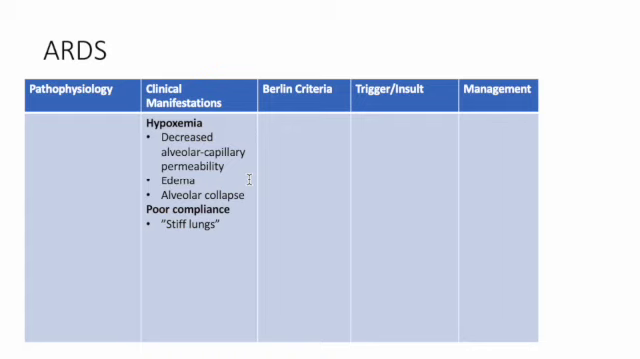And the third is increased pulmonary vascular resistance. So due to capillary damage, there's increased pulmonary vascular resistance, which increases right heart afterload and eventually leads to something called right heart death spiral.